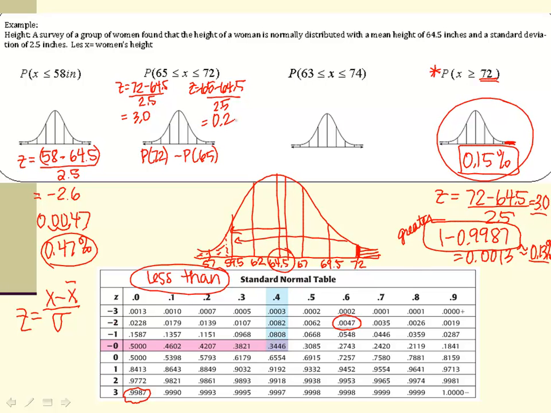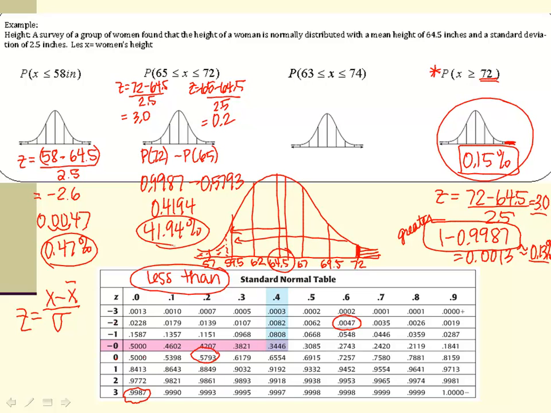So what I do is I go to my table at 3, and at 3 I get 0.9987, and I subtract the value at 0.2. Now because it's a positive 0.2, I use the positive table, and I use 0.5793. And when I subtract these two, you end up getting 0.4194. Put it in a percentage: 41.94%.